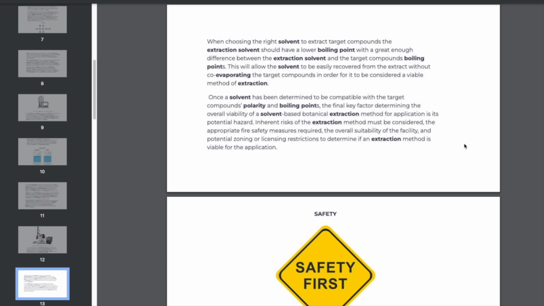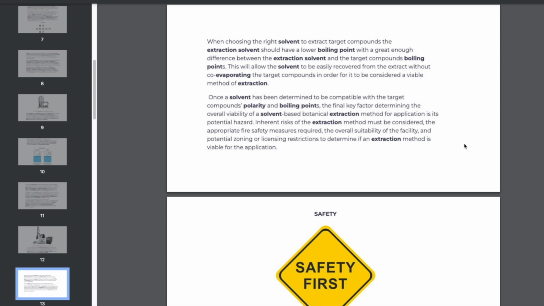Once a solvent has been determined to be compatible with the target compound's polarity and boiling points, the final key factor in determining the overall viability of a solvent-based extraction method for application is its potential hazard. Inherent risks of the extraction method must also be considered, the appropriate fire safety measures required, the overall suitability of the facility, and potential zoning and/or licensing restrictions to determine if an extraction is viable for the application.